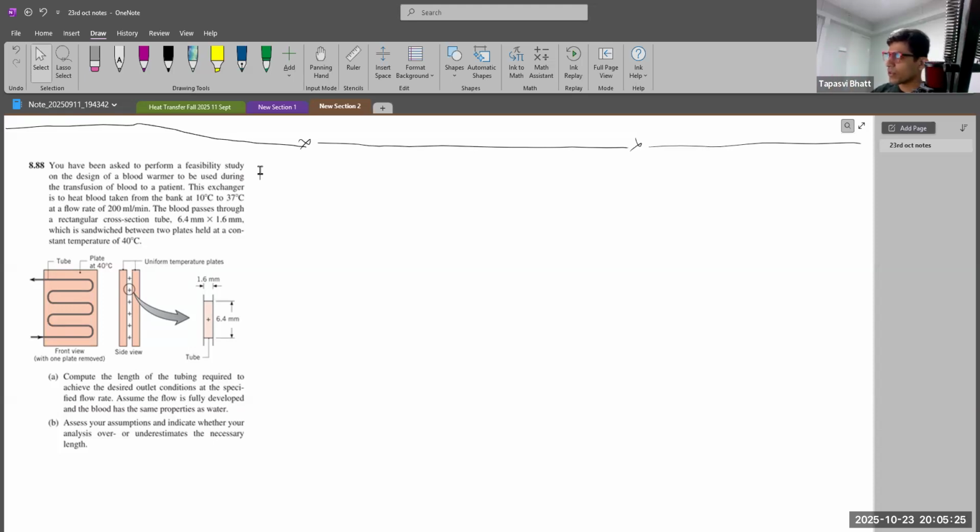There's the tube cross-sectional area, which is 6.4 times 1.6, which is sandwiched between two plates held at a constant temperature of 40 degrees Celsius. So we know that the temperature also is constant at 40 degrees. And the surface which is being exposed to the constant temperature is this one, not the top one. So 6.4 mm.